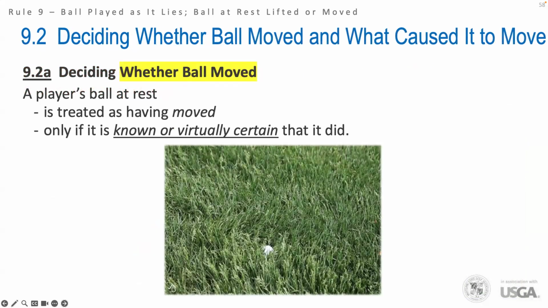Okay, so we definitely know our ball moved. We're going to decide whether it has moved. A player's ball at rest is treated as having moved only if it is known or virtually certain that it did.